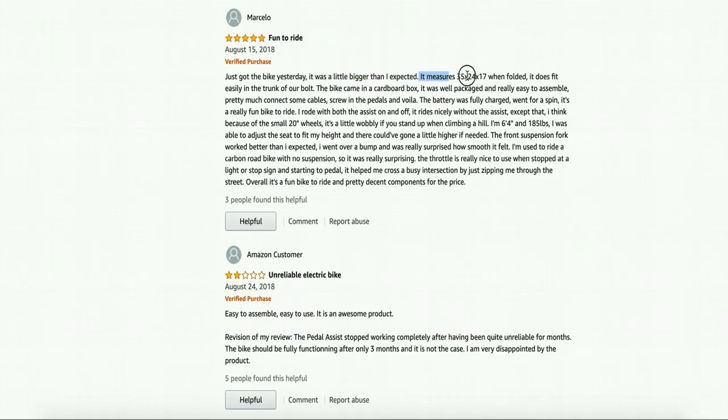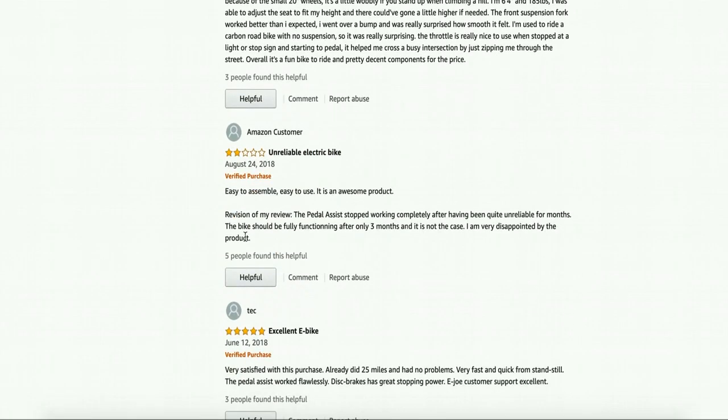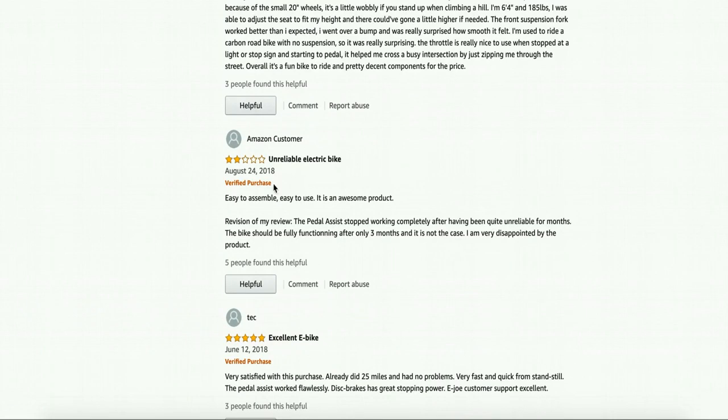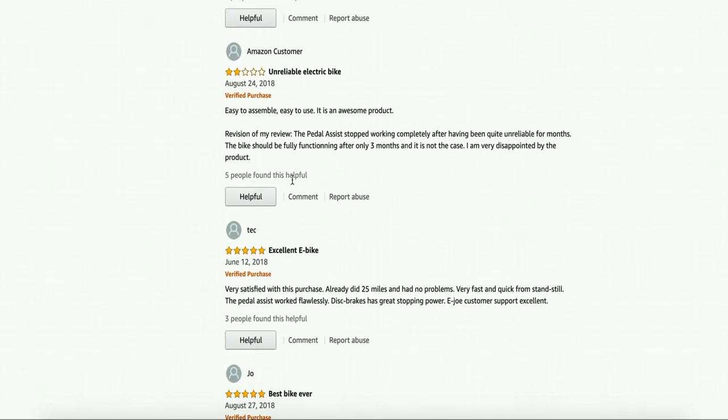Shipping issue again there. So what I would do is I would say, here, this one says unreliable. Let's read this. Pedal assist stopped working completely after having been quite unreliable for months. The bike should be fully functioning for only 3 months, and it's not the case. I'm very disappointed by the product. And that was about a year ago.